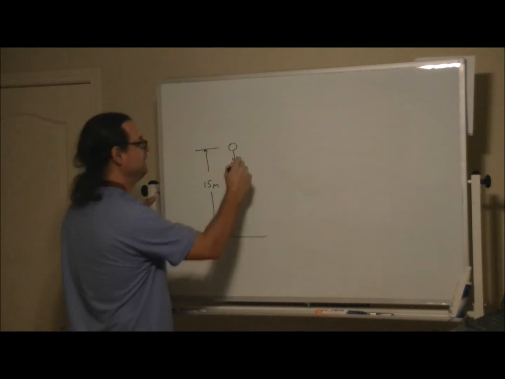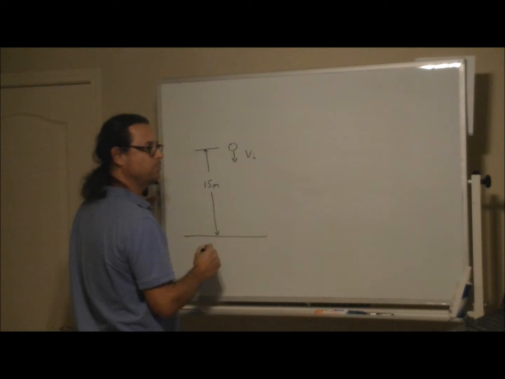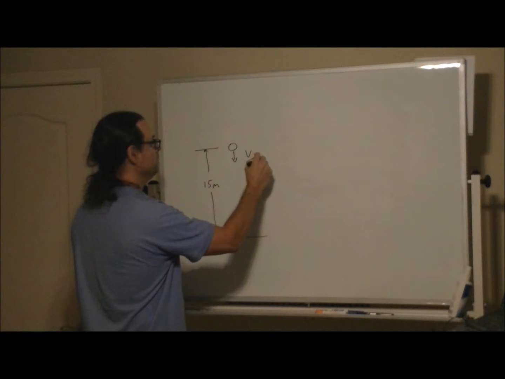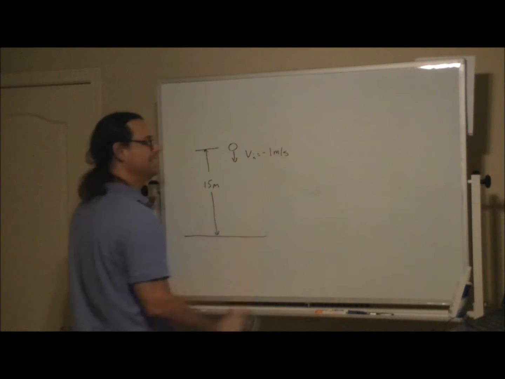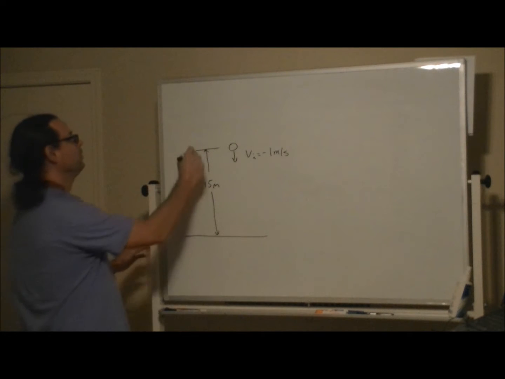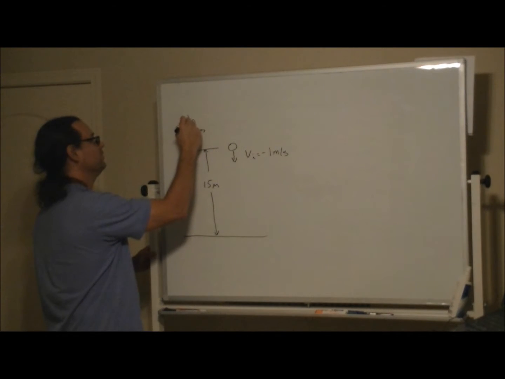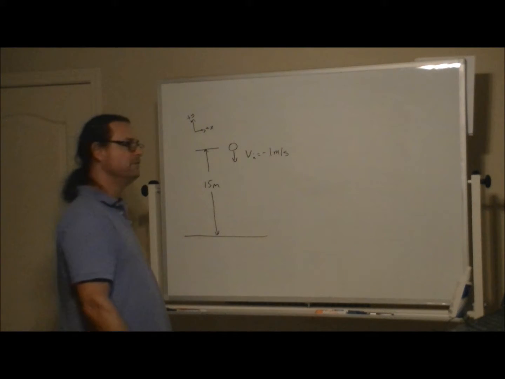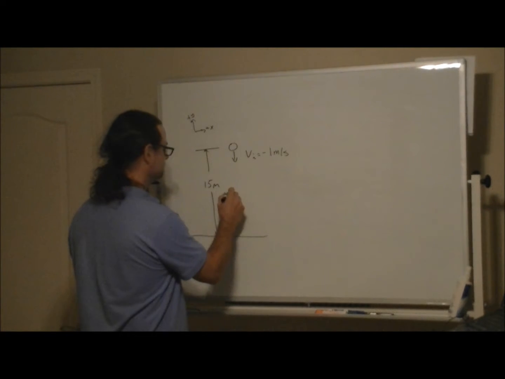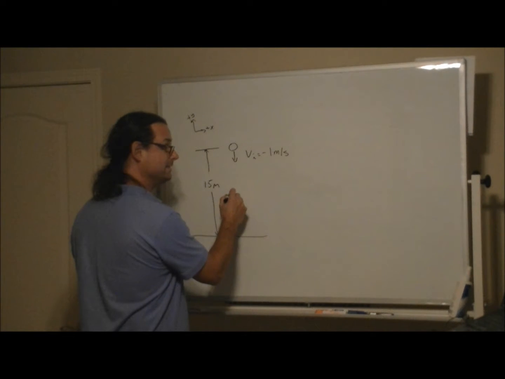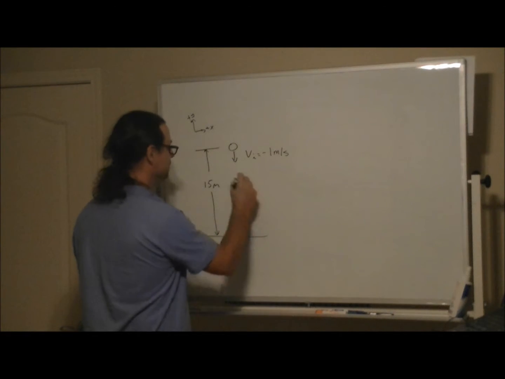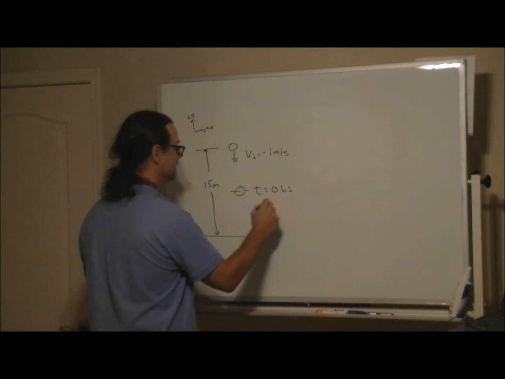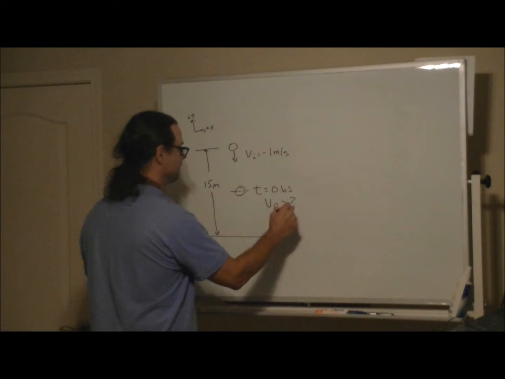And the initial speed is 1 meter per second, but we're going to make that negative because it's downward, and in our coordinate system we're going to have plus y being upward and plus x being to the right, so downward is negative. And so what's the speed of the ball 0.6 seconds after it's released? So we don't exactly know where it was, so at t equals 0.6 seconds, v final equals what?